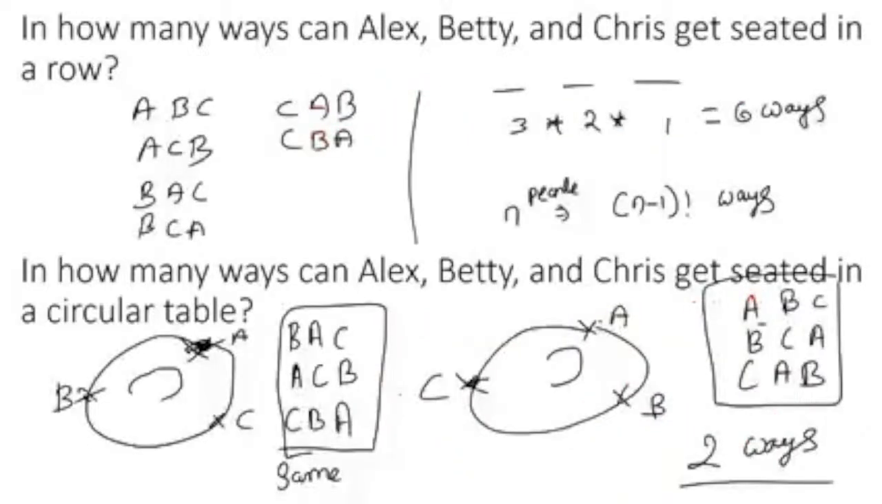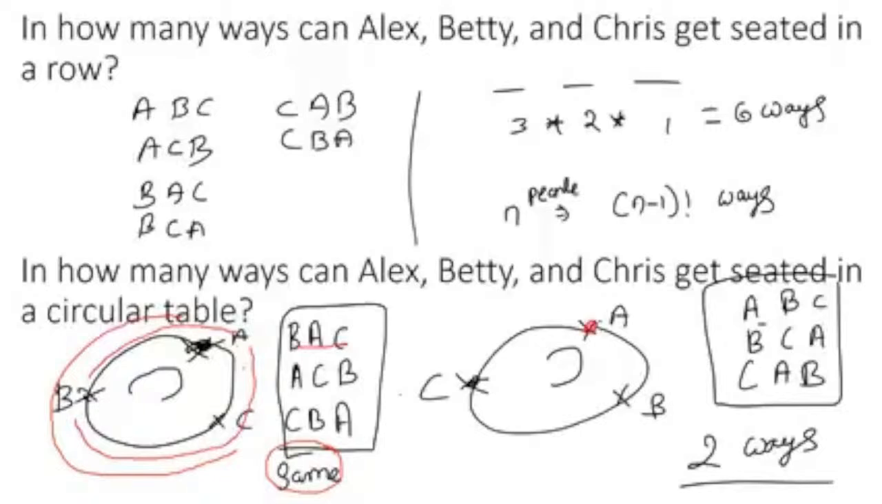The explanation, if you observe here, I don't have any left and right positions. So that's why BAC is the same as ACB or the same as CBA. So that's why it is the same here. And the other is, if I consider only cyclic.